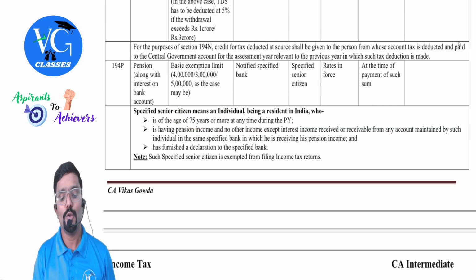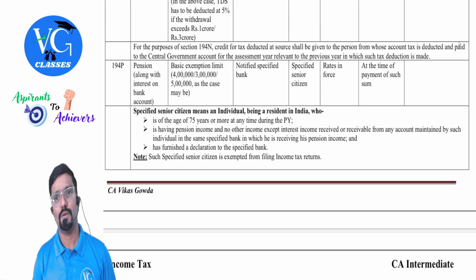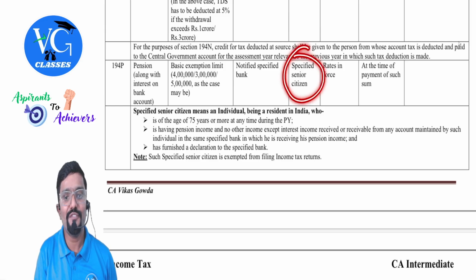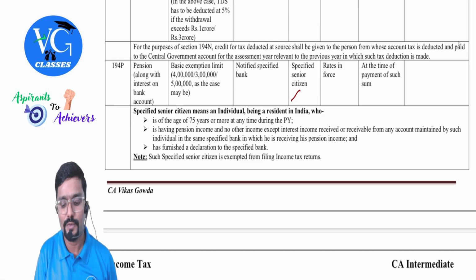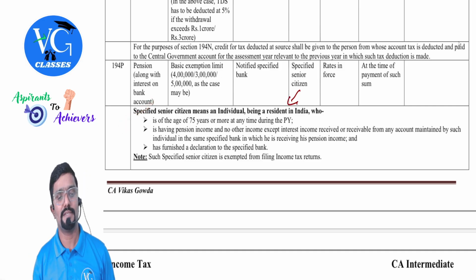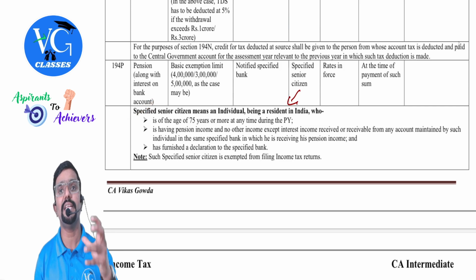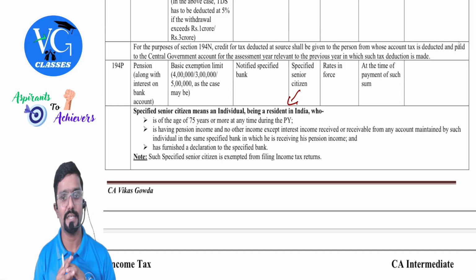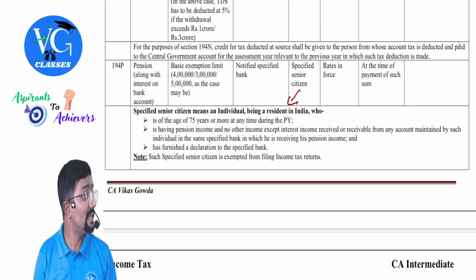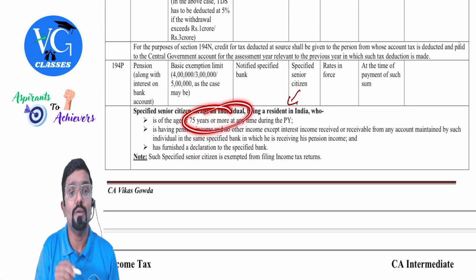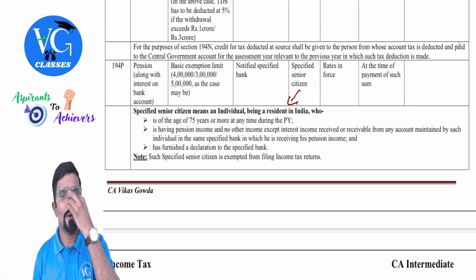Who is the payer? Notified specified bank. Who is the payee? Specified senior citizen. Who is it? I have given you. Draw the arrow mark. I have given it here. Below, we will read it. Specified senior citizen means an individual being a resident in India, who is of age 75 years or more at any time during the previous year. Not 60. Here they are telling 75 or more.